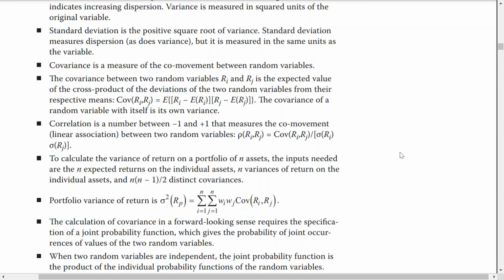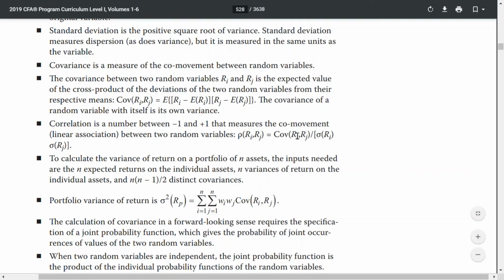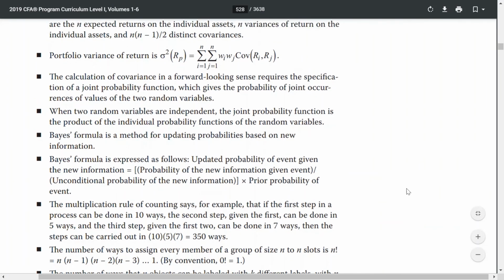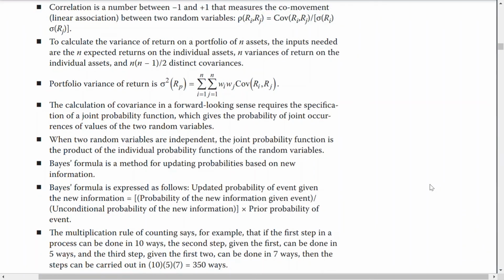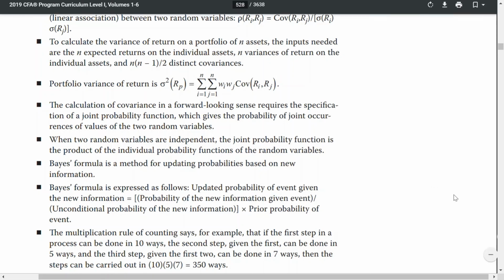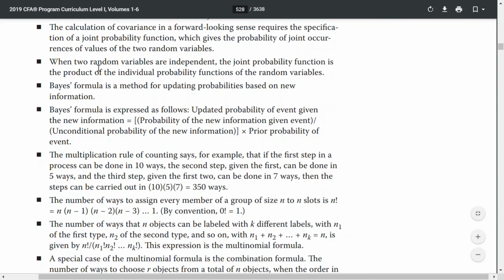Covariance is a measure of the co-movement between random variables. The covariance between two random variables, Ri and Rj, is the expected value of the cross product of the deviations of the two random variables from their respective means. Covariance of Ri and Rj is equal to this. The covariance of a random variable with itself is its own variance. Correlation is a number between -1 and 1, the measure of co-movement or the linear association between two variables.